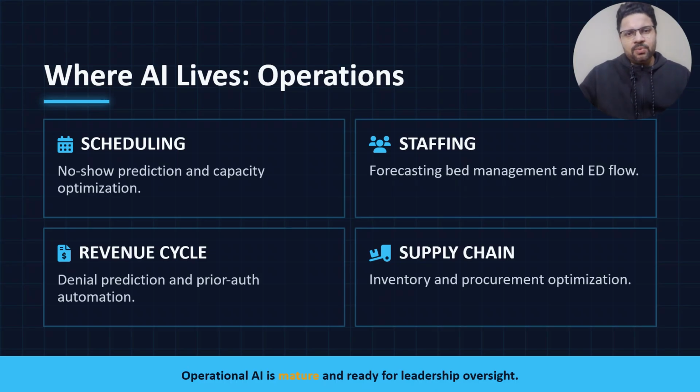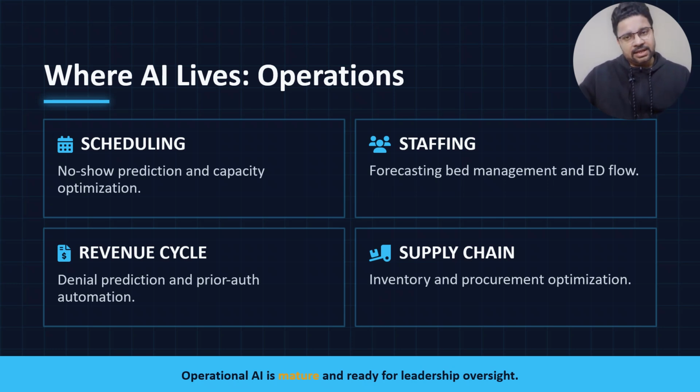So let's see where AI is making the tangible impact. This is what we just learned: operations is where AI truly lives right now, offering immediate, measurable value. Some typical use cases: AI can predict no-shows and optimize capacity for a hospital. For staffing, it can be used for forecasting, bed management, and improving the emergency department workflow.